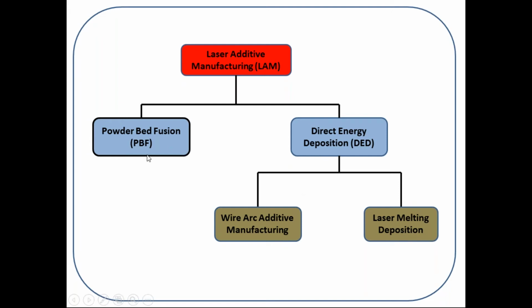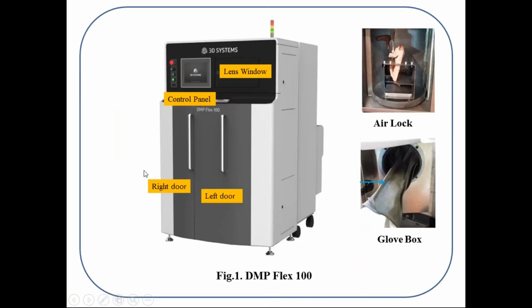Now, I am going to explain the DMP Flex 100. It comes under the category of powder bed fusion. This is the DMP Flex 100 we have installed at NIT Warangal. It mainly consists of a control panel, where we give inputs and also control the motion of the carriage, the powder supply piston and the centering piston inside the process chamber.